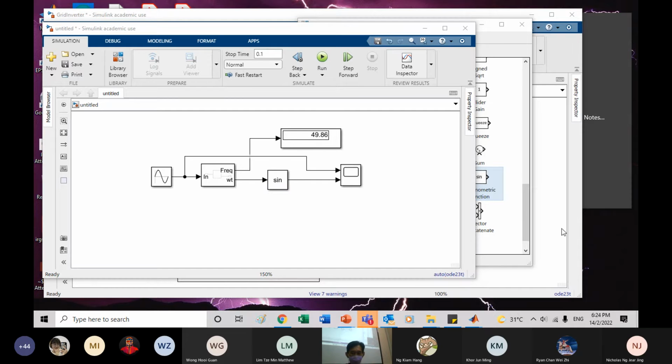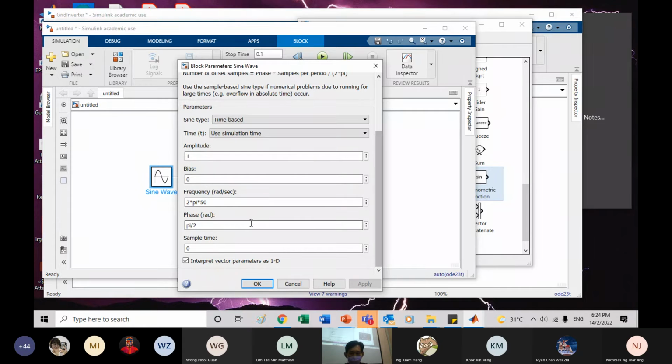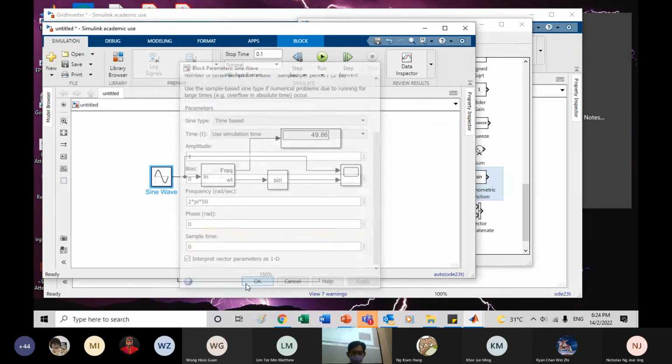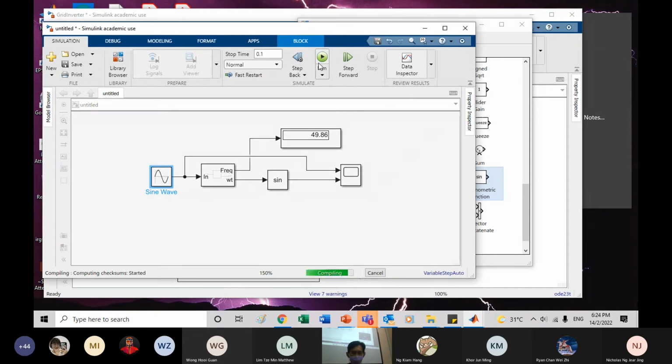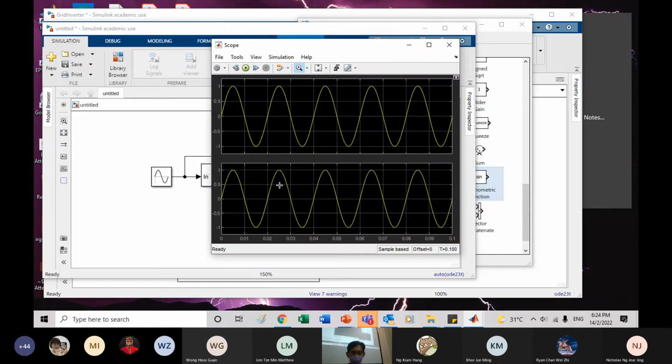Okay, so come, let's do it. Or maybe you want to make it look nice, you just make it 0, okay? You make it 0, then it looks nice, 50 Hertz. See, the sine wave in, sine wave out.